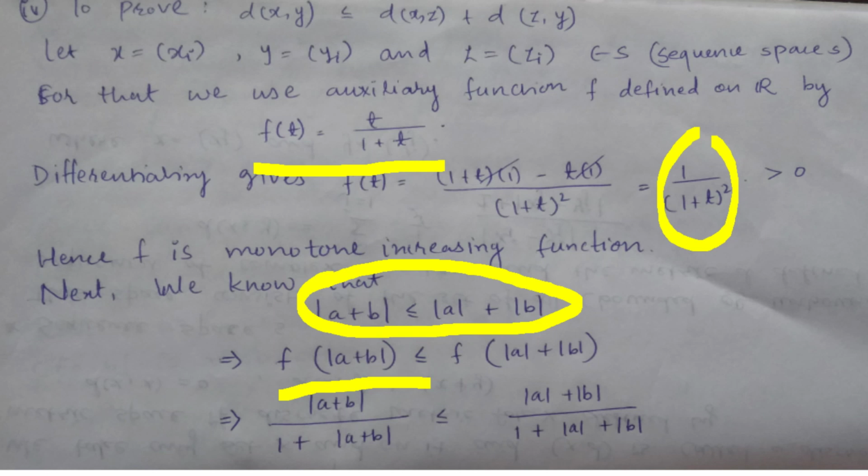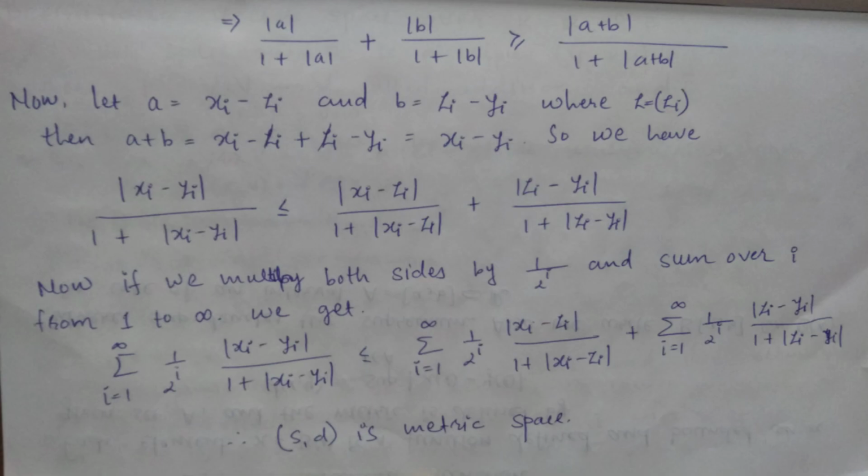So what is the value of this function? That is modulus of a plus b upon 1 plus modulus of a plus b, less than or equal to, as it is, and here instead of t I have modulus of a plus modulus of b. So applying the definition of this function, t means modulus of a plus modulus of b, and 1 plus t means 1 plus modulus of a plus modulus of b. So next, modulus of a upon 1 plus modulus of a plus modulus of b upon 1 plus modulus of b, which is greater than or equal to modulus of a plus b upon 1 plus modulus of a plus b.